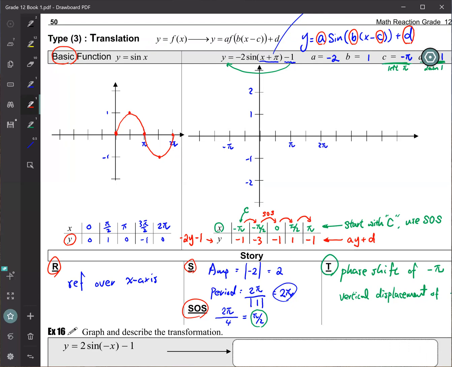The first point is negative pi, -1. Negative pi over 2, and then -3, so it'll be down here. 0, -1. Right, and then the next one is pi over 2, 1. Pi is -1.